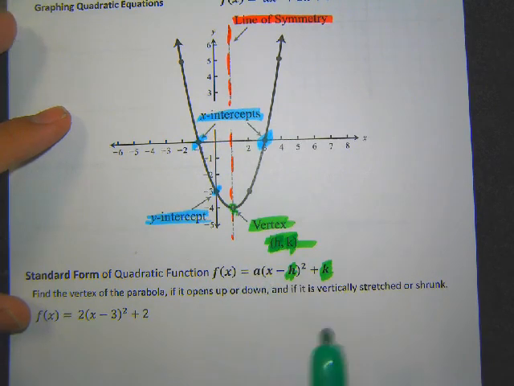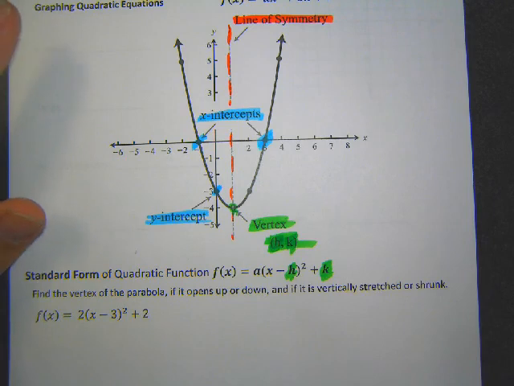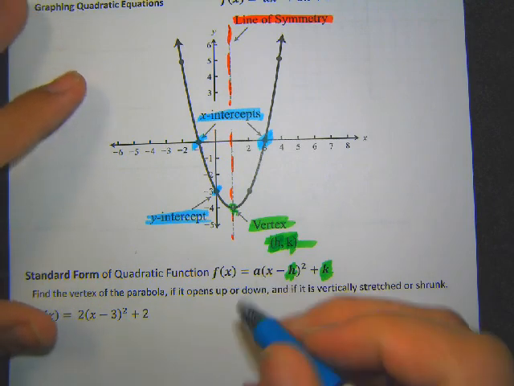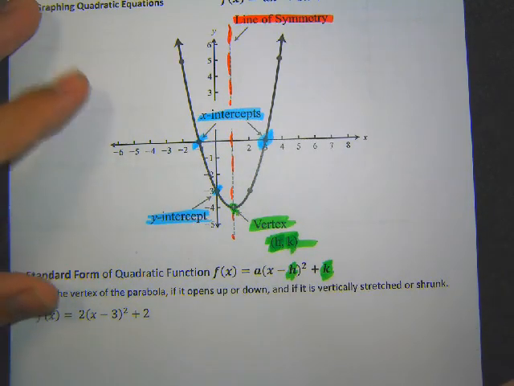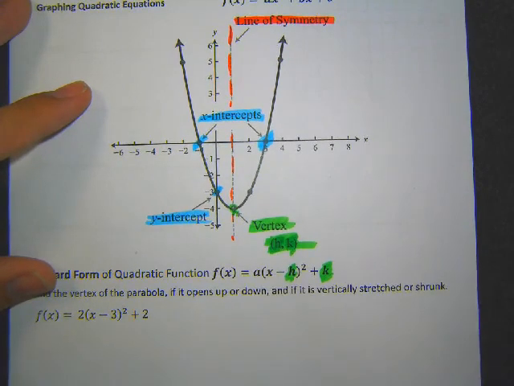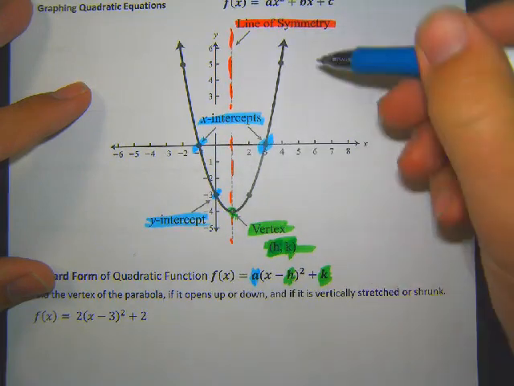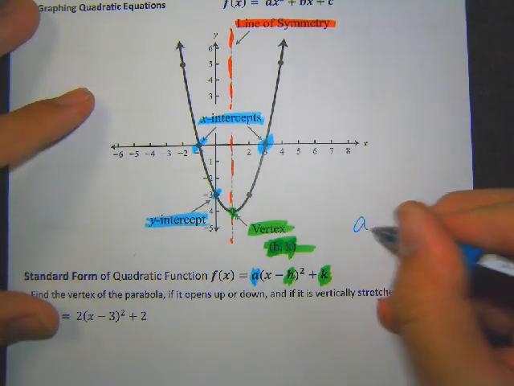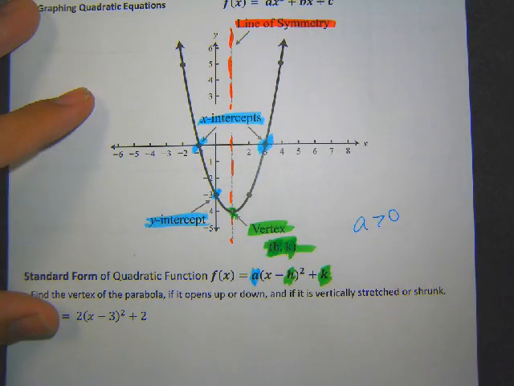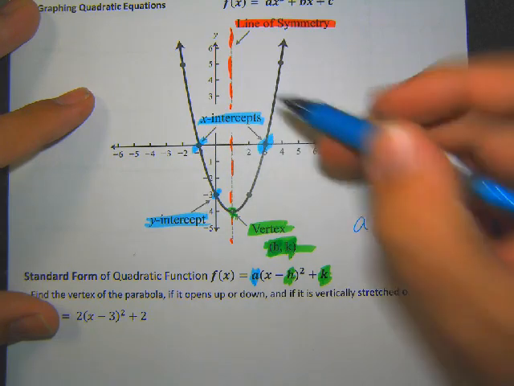This a in front here is going to tell us whether this parabola opens up or down. So this a in the front tells you whether the parabola opens up or opens down. If a is positive, if it's bigger than 0, then this parabola will open up and it will look like this shape.